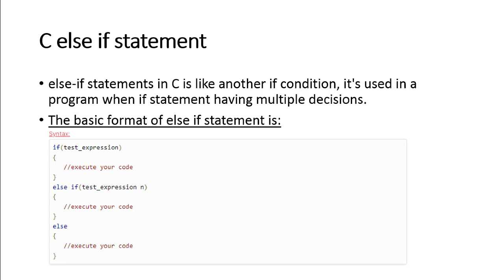What do you mean by else if? Else if statement in C is like another if condition. It is used in a program when it has multiple decisions. For this one also, I am using my usual example. Look, the same example, same scenario I gave you for simple if, if else, and nested if, I am giving for else if. Right?